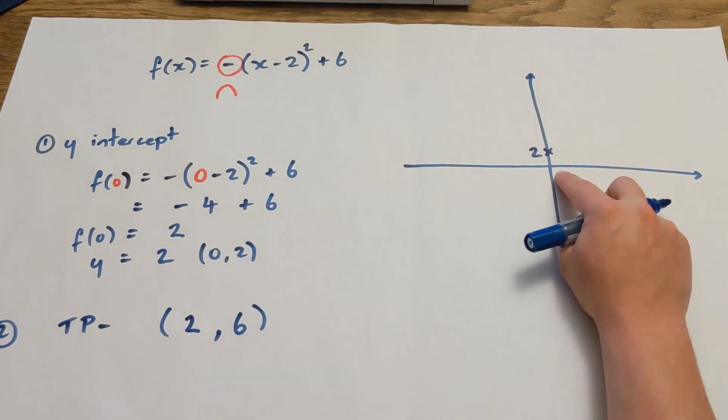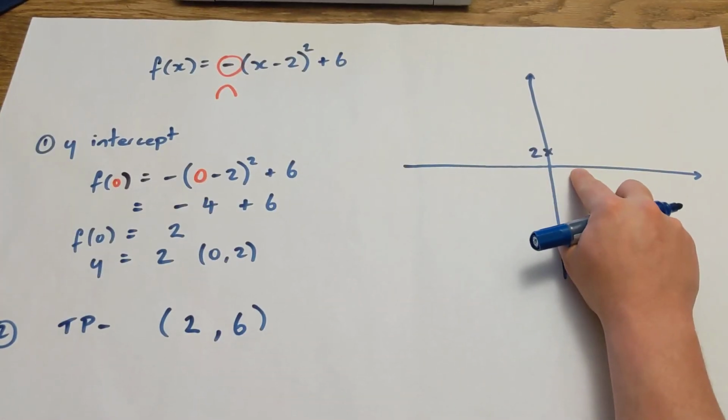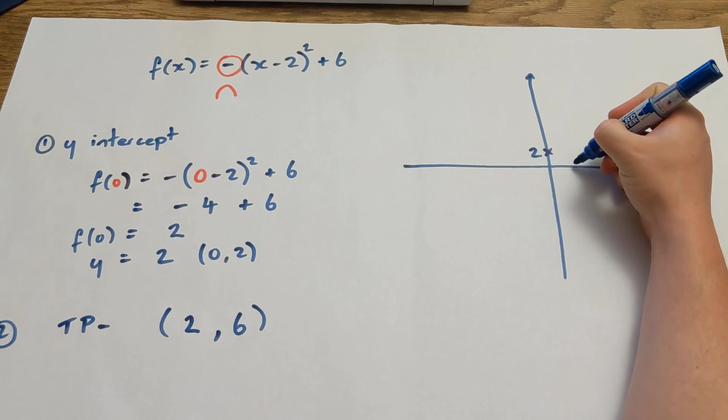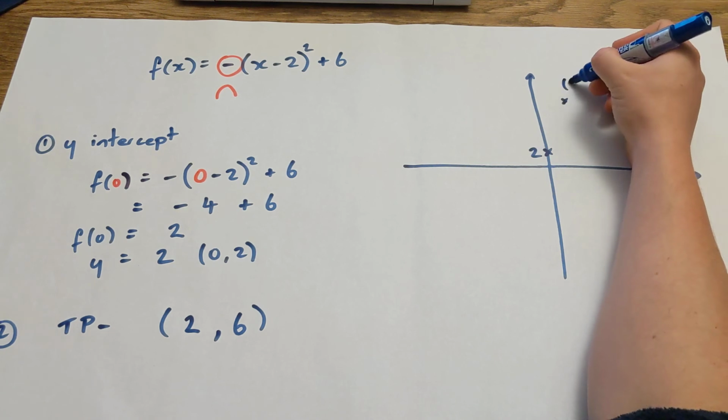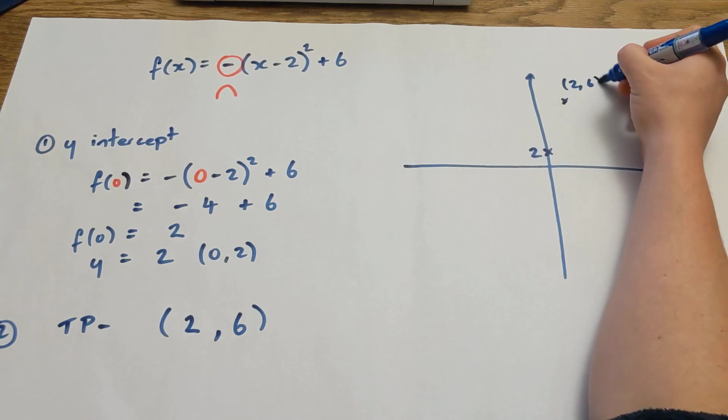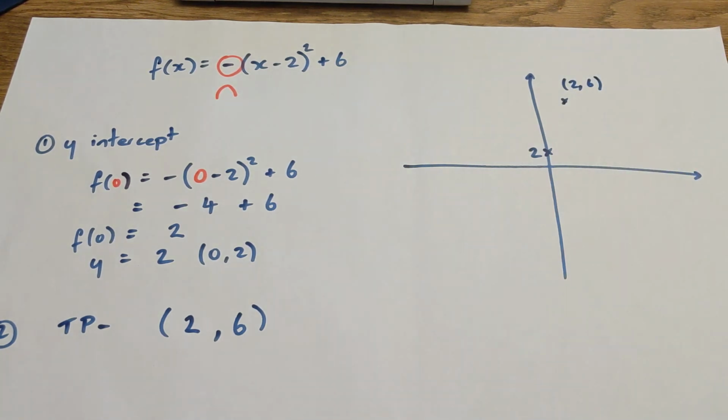So then we put that on our graph. We'll go along about 2, round about here, up about 6, round about there. And that's the point (2, 6). Now, you've done all that work. You've got yourself a handful of marks. The last bit is for drawing on the graph properly.